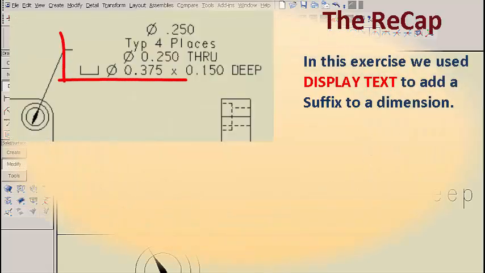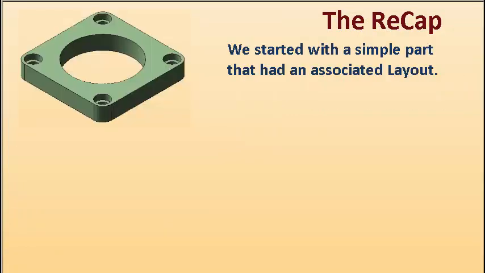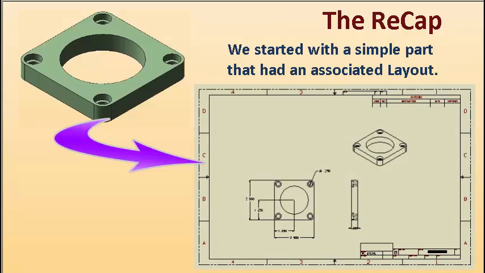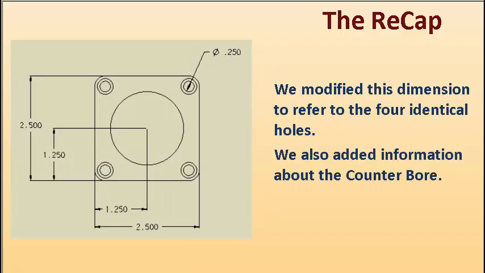So let's recap. In this exercise, we used display text to add a suffix to a dimension. We started with a simple part that had an associated layout. We modified this dimension to refer to the 4 identical holes. We also added information about the counterbore.